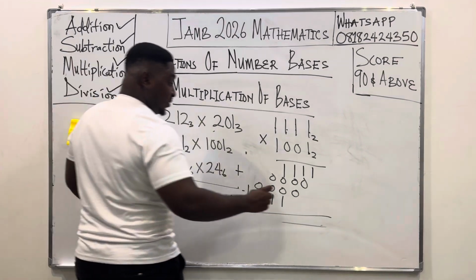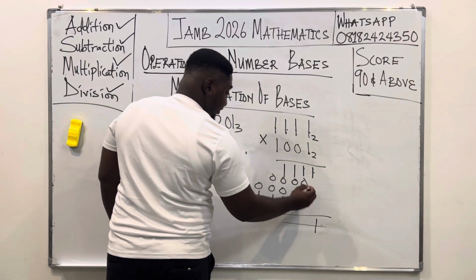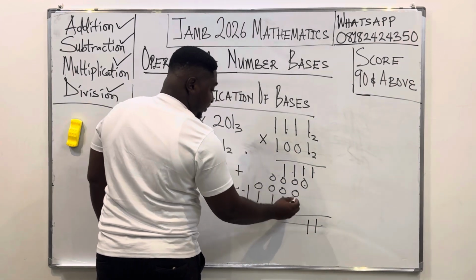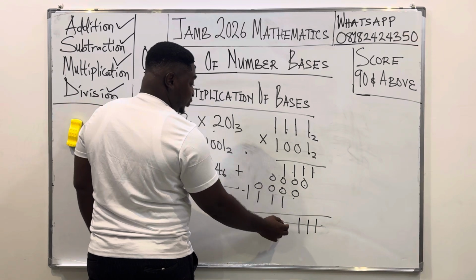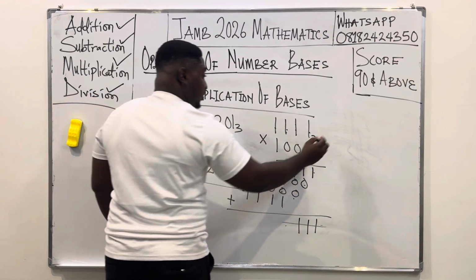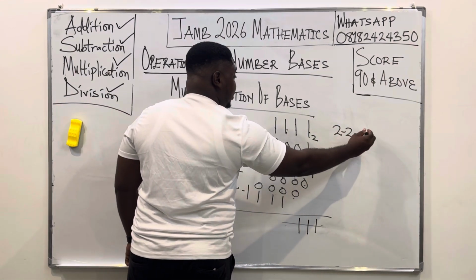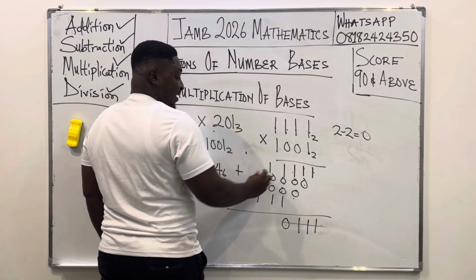Adding this up together, we have no problem here. Since we're dealing with base 2, 1 is possible. 1 plus 0, 1, 1 plus 0 plus 0, 1. Now, 1 plus 0 is 1, 1 plus 0 is 1, 1 plus 1 is 2. We cannot write 2 here because base 2 must be less than 2. So, we're going to say 2, subtract 2 from that 2, we're going to have 0. So, what we can have here is 0, but that 2 subtracted will be added as 1 here.